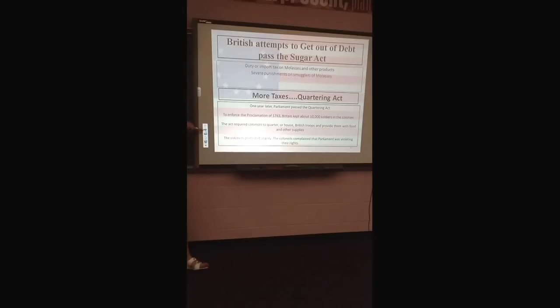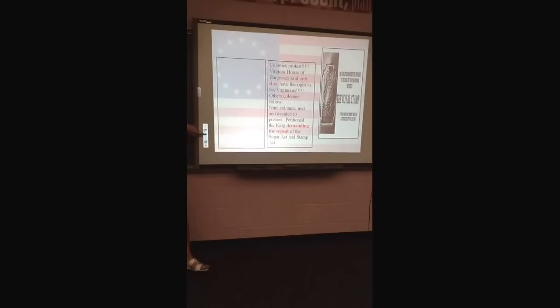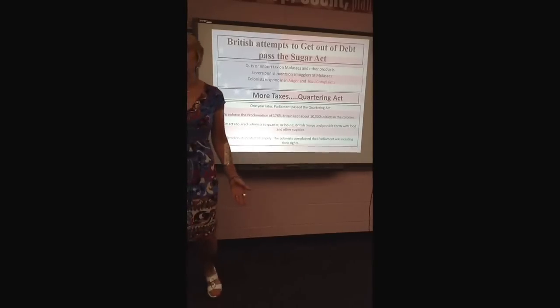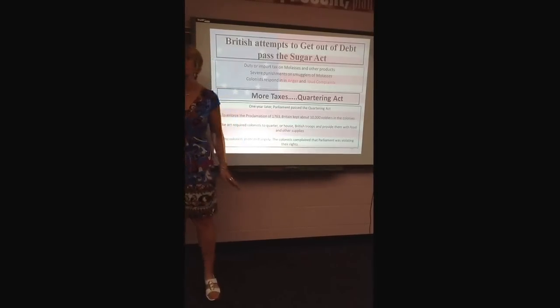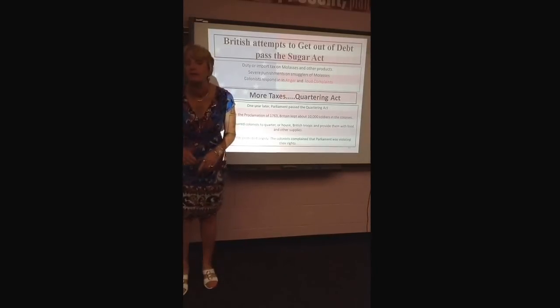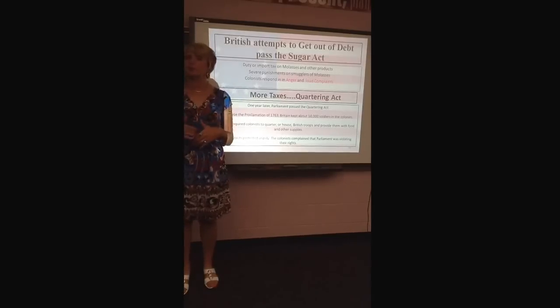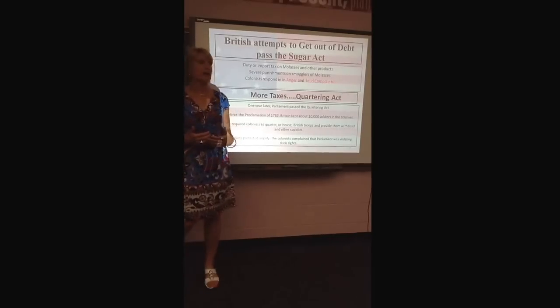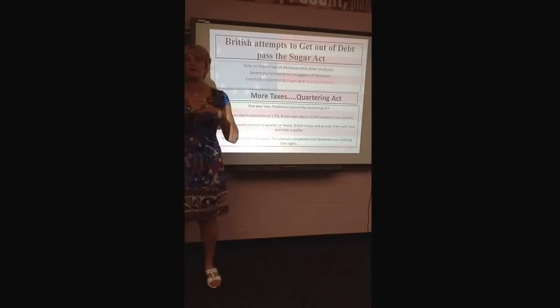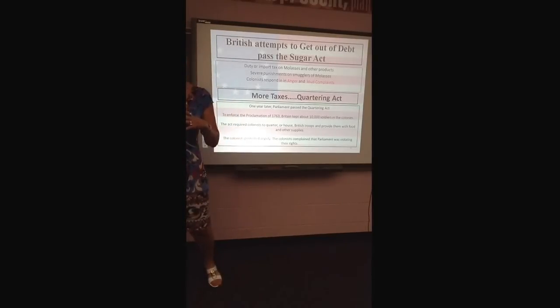So the king said nobody can move there, but I still have a huge debt. And because we fought for this land in your area for you, you are going to help pay for it, colonists. And you're going to do this by me imposing a tax on sugar. Now, it's not just sugar, but under this tax it included molasses and other things.